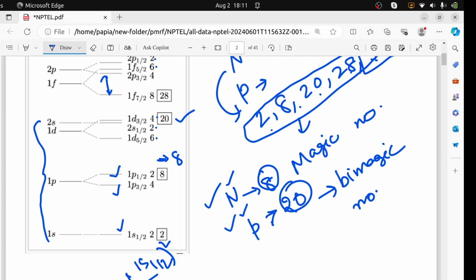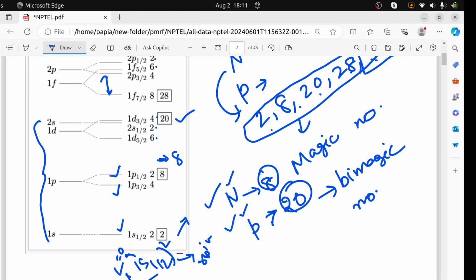So 1 is the principal quantum number, s is the value of L. If L equals 0, then it will be s. Half is nothing but the spin, and this is the number of nucleons in that energy state. So you can see that for 1s, a maximum of 2 nucleons can be present here.